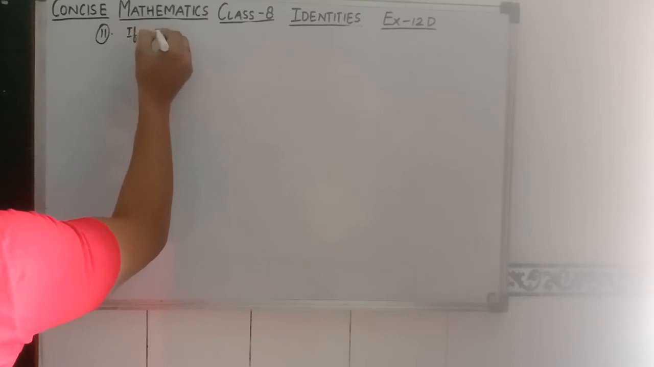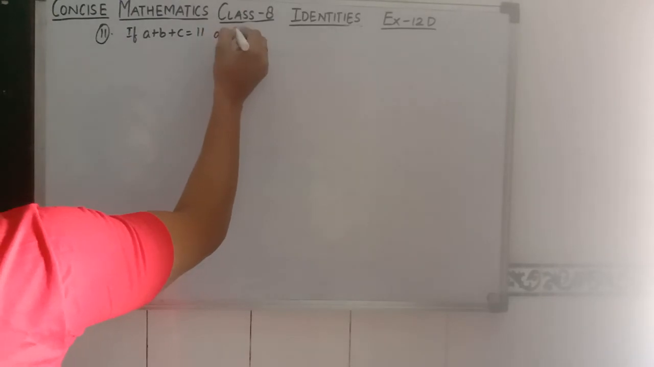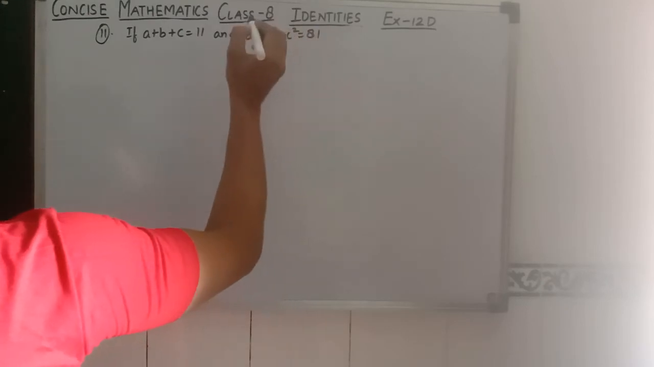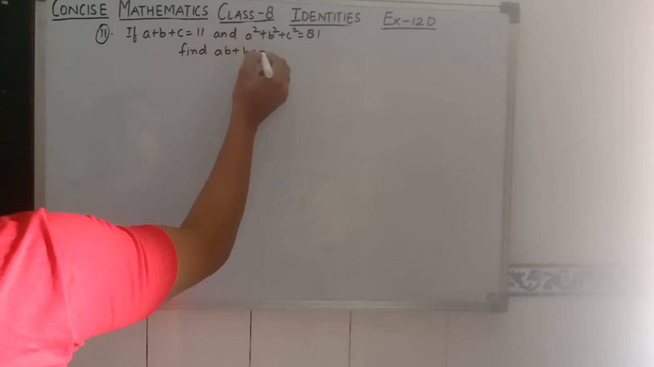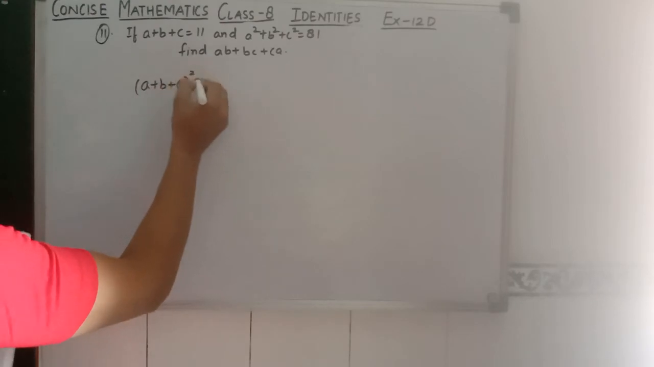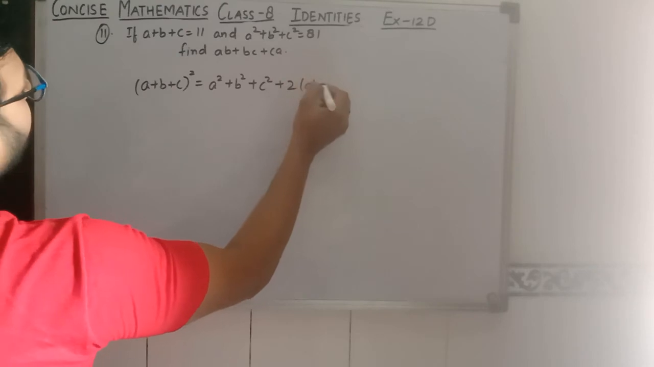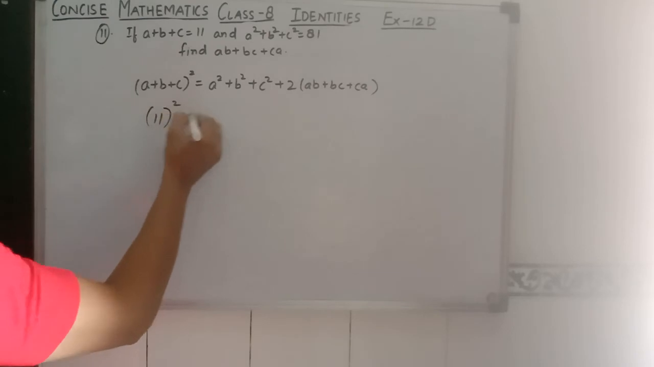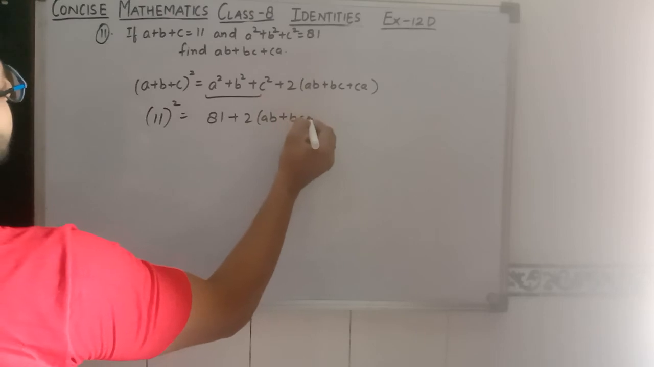In this, if a plus b plus c is equal to 11 and a square plus b square plus c square is equal to 81, these two values are given and we have to find ab plus bc plus ca. So very simple. First of all, you have to write the complete identity. It will become a square plus b square plus c square plus 2 times ab plus bc plus ca. Now place the values. The value of this is 11, so 11 square. The value of these three terms is 81 plus 2 times ab plus bc plus ca.